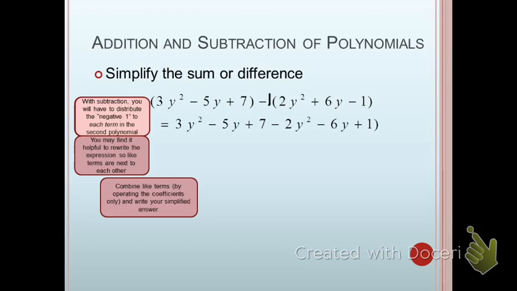So notice when we distribute the negative 1, times 2y squared is negative 2y squared. Negative 1 times 6y is negative 6y. And negative 1 times negative 1 is positive 1.